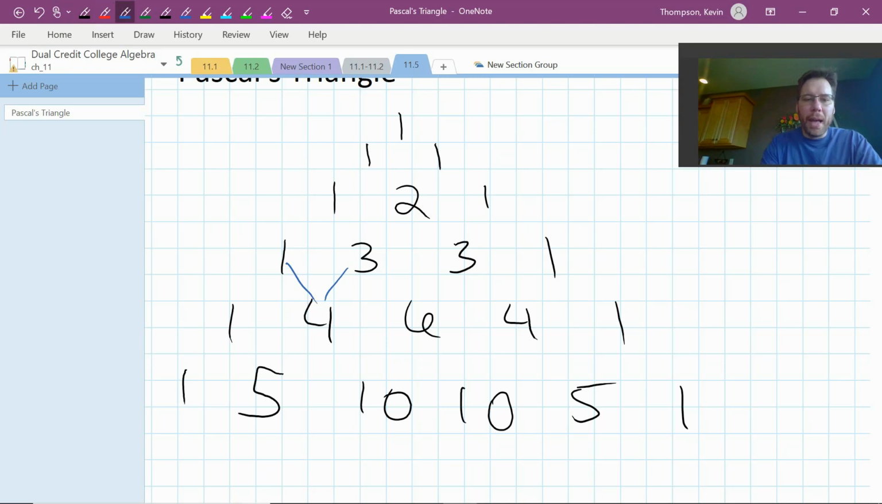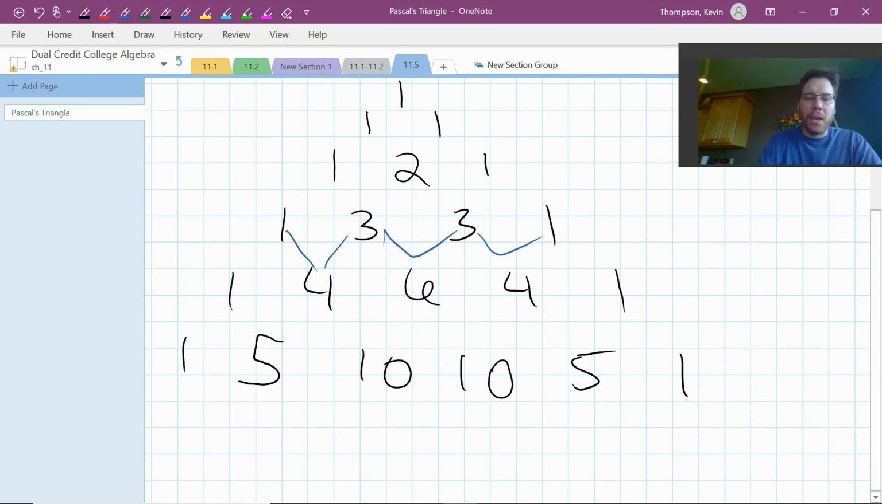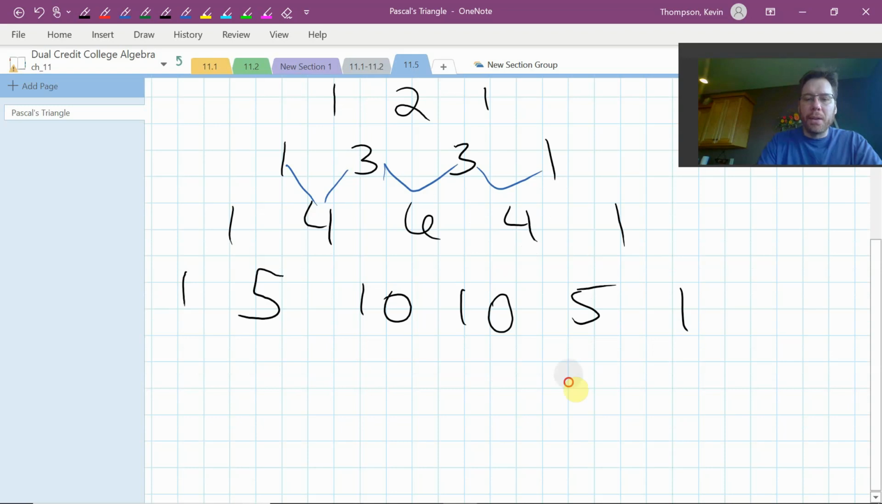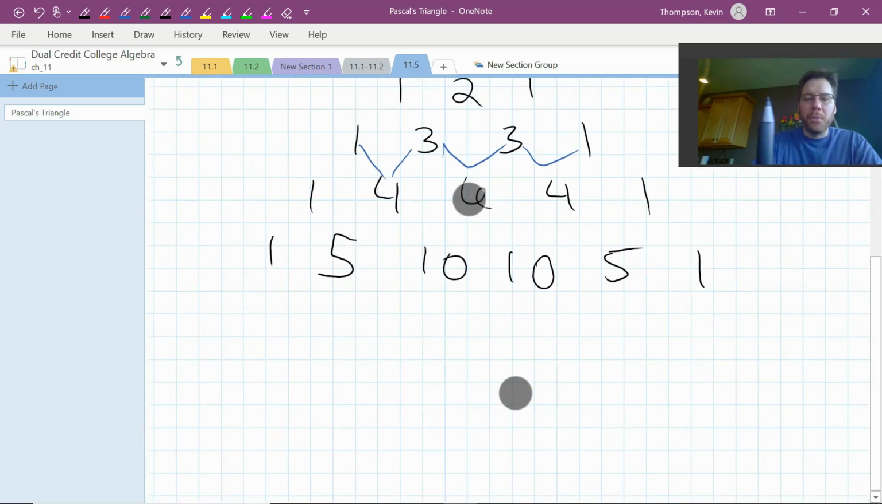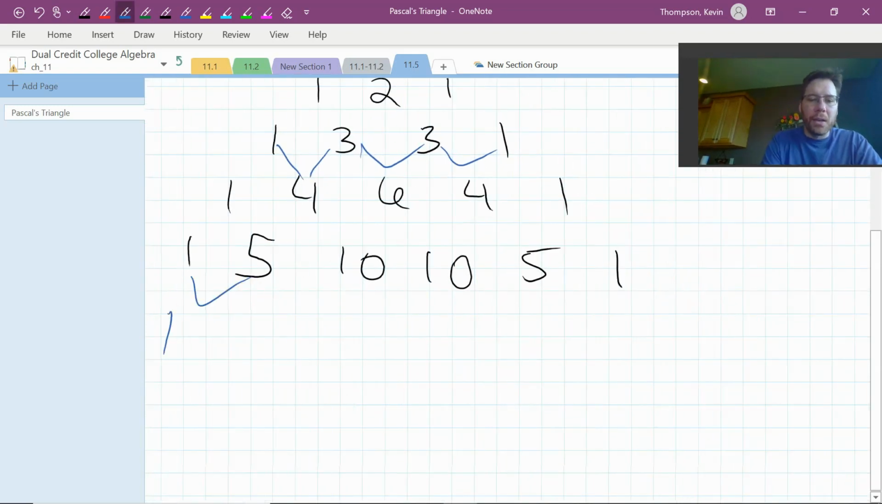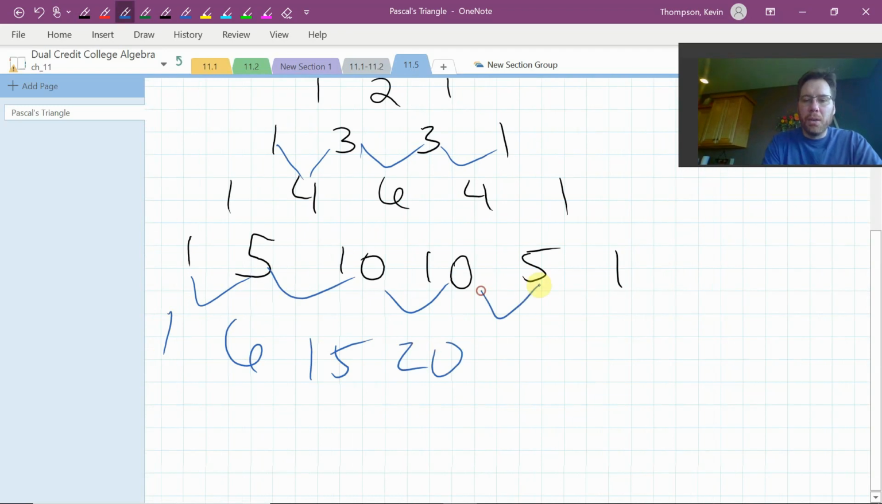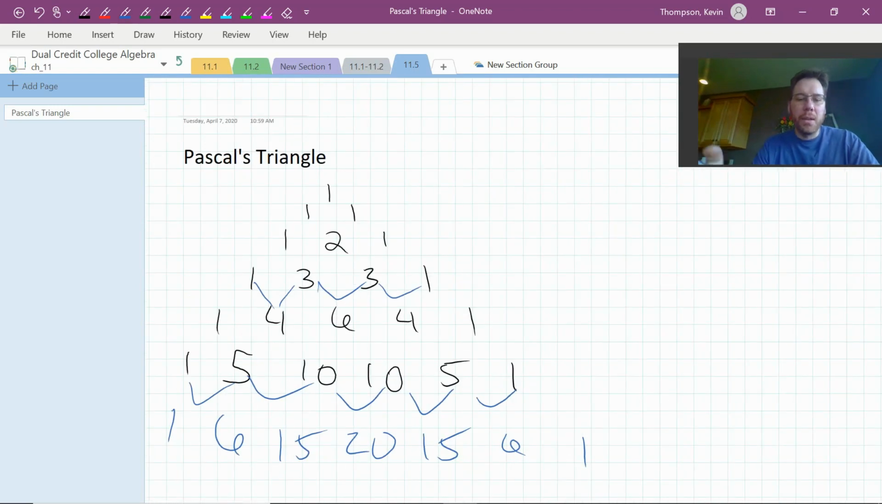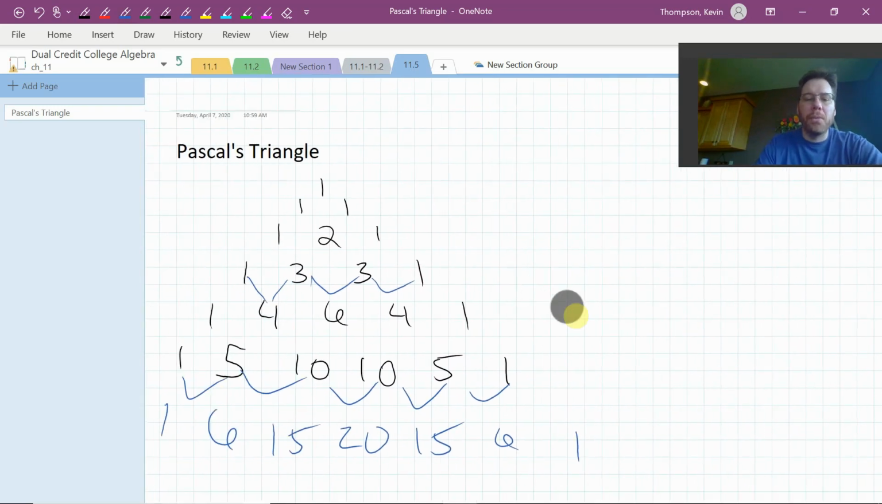But if I add together 1 and 3, I get 4. If I add together 3 and 3, I get 6. If I add together 1 and 3, I get 4. And there's 1s always on the outside. So if I'm looking at this last row, 1, 5, 10, 10, 5, 1, 1 on the outside, add together 1 and 5, 6, add together 5 and 10, 15, 20, 15, 6, 1. And that pattern would continue forever, right? We could just continue to build more and more rows of Pascal's triangle here.